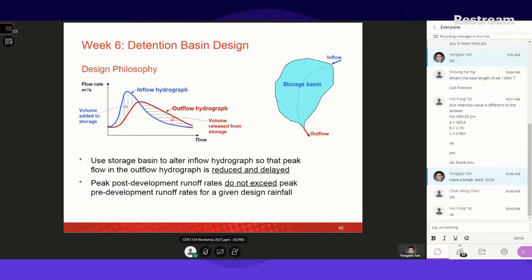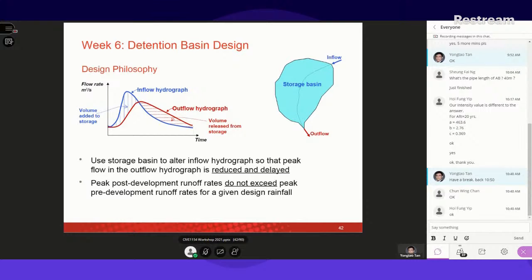So how can we get these two hydrographs? Using a storage basin is to alter the inflow hydrograph, so the peak flow in the outflow hydrograph is reduced and delayed. What does that mean? You can compare these two curves: one is the inflow, the blue one, and the red one is the outflow hydrograph. You can compare these two hydrographs.